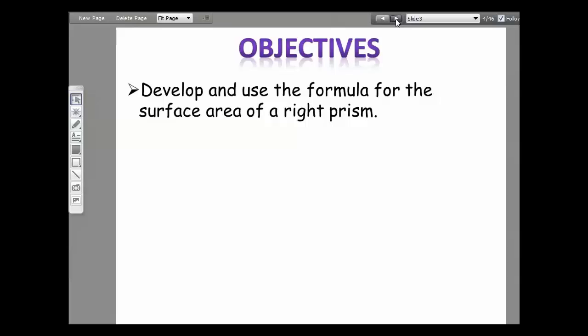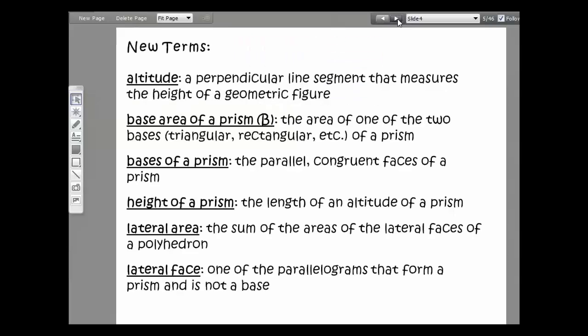Not many objectives in this lesson. We're going to develop and use the formula for surface area of a right prism. Some of the terms that we'll be talking about today are altitude, base area of a prism, bases of a prism, height of a prism, lateral area, and lateral face. These terms aren't really that new because I think we covered a lot of them in Unit 1.